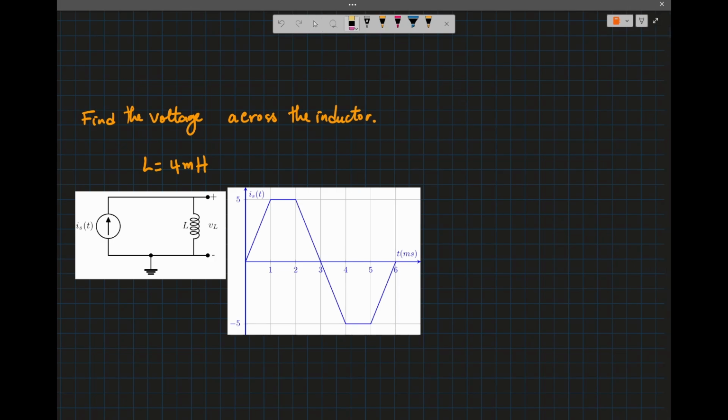So in many applications, for example in DC to DC converters, the current through an inductor in a circuit may be a piecewise function, as you can see on the screen. So what we wanted to do is to learn how to find the voltage across the inductor in the circuit here as a function of time, given that the current is a piecewise function.